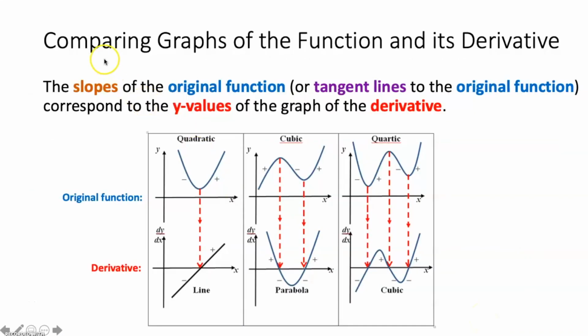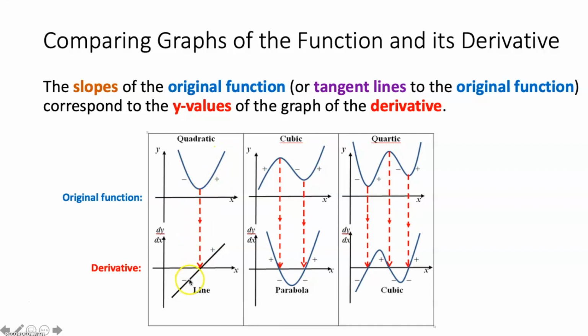Now we have the whole point of the lesson here, comparing graphs of the function and its derivative. So what you need to know is that the slopes of the original function, or the tangent lines to the original function, correspond to the y values of the graph of the derivative. So if you're looking at a quadratic function right here, you can see that the slopes of the tangent lines to the function as x increases are negative, but they are getting less and less negative until you have a slope of 0 right at this particular value. Then the slopes start increasing.